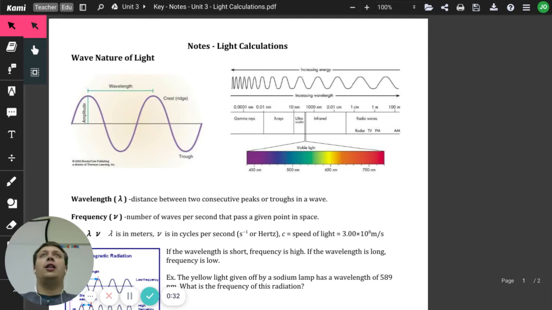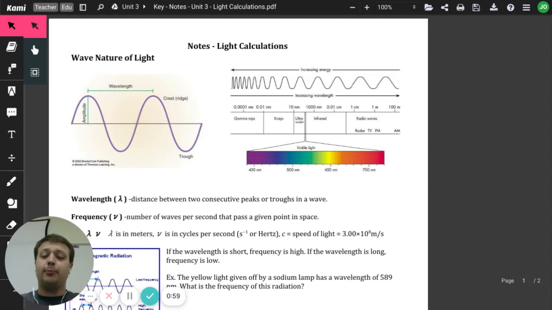So, light calculations. This is essentially us looking at light and trying to figure out what are the different things that we're talking about, be it frequency or energy or wavelength or whatever it is. We can use math to solve for those individual things. We can also talk about the number of photons that we can find in a given amount of energy of light. Okay, so before we actually move on, let's talk about a wave.